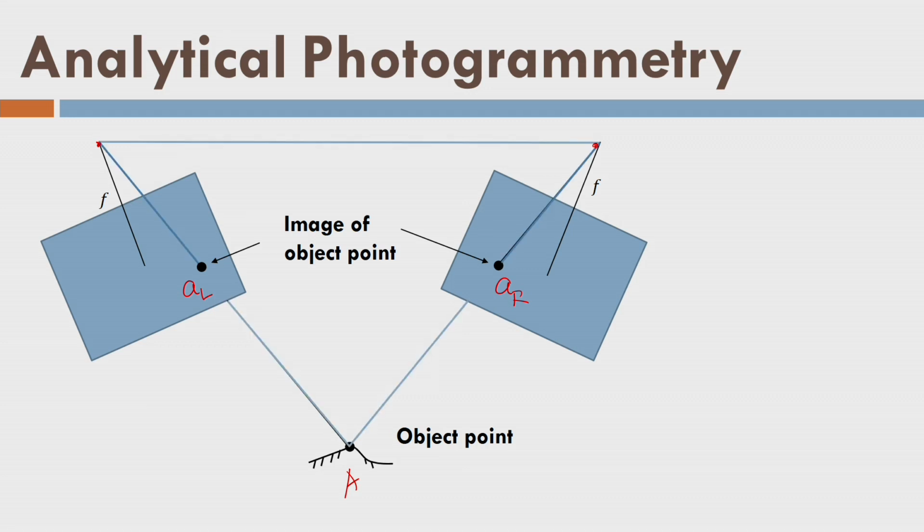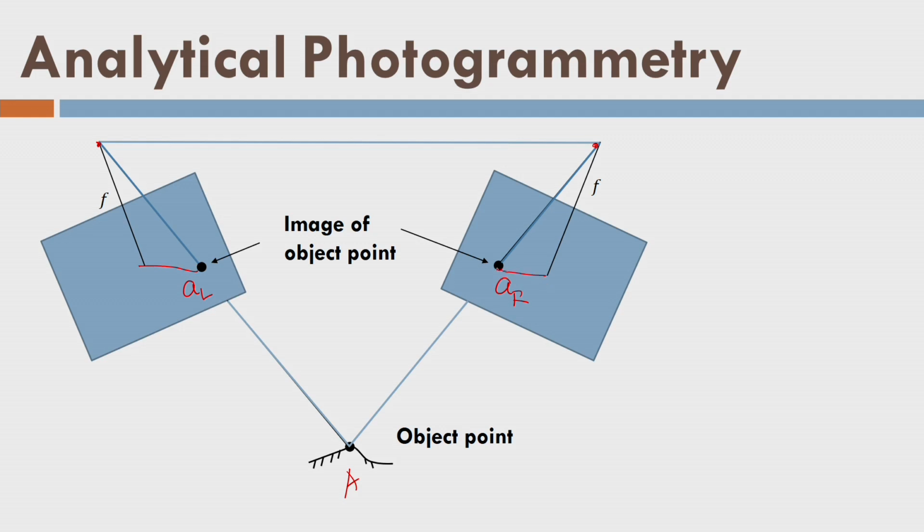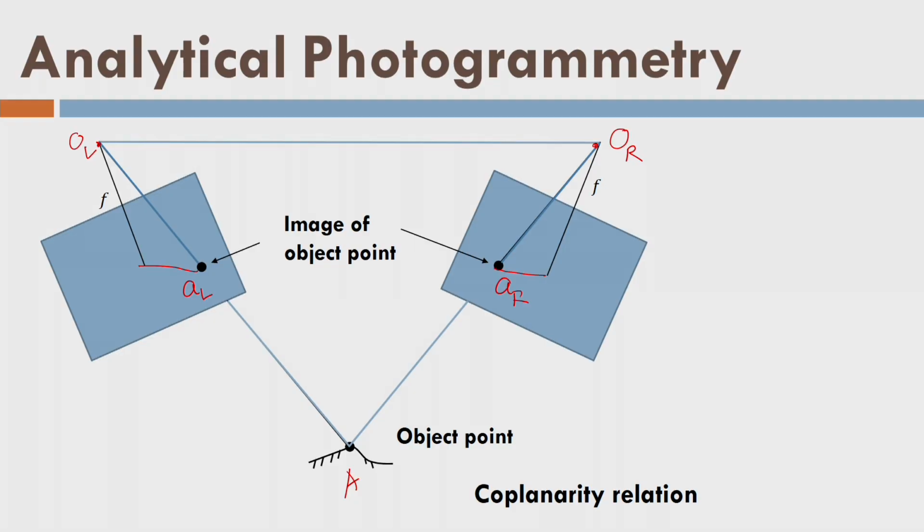So, if I orient my two images very carefully such that this line here and this line here, these two triangles, come in one plane, automatically this plane will contain the exposure station O left, O right and the object point. So, these three points, O left, O right and object point A, will be in one plane, and this relationship is called coplanarity. They will be coplanar. So, it is called the coplanarity relationship.